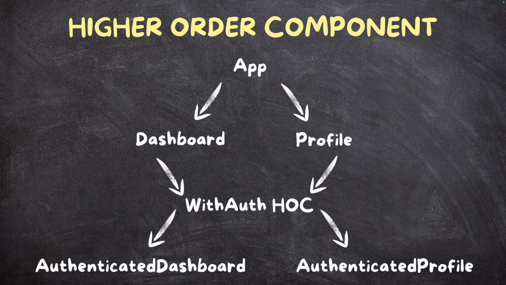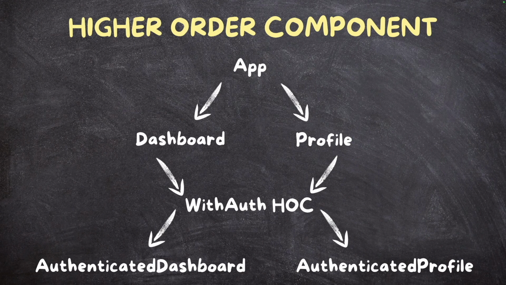So let's see that we have this app component which has the dashboard and a profile. We pass these two components into withAuth, which is a higher order component, and in return we get new components, the authenticated dashboard and the authenticated profile, and they both use the same logic for checking the user authentication status. Now this was a basic idea of a higher order component.